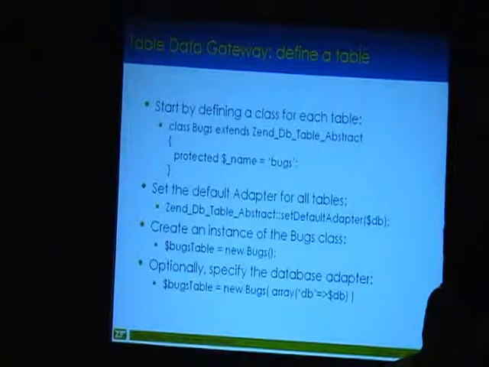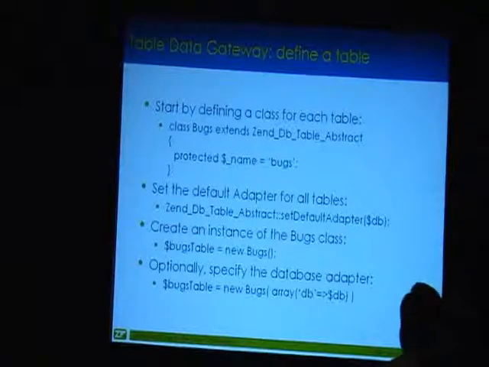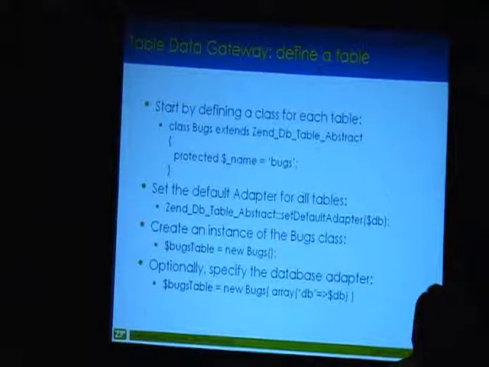To create an instance of this class, we have to give it a valid connection to a database, which takes the form of an object that we saw earlier, the adapter class. Once we have that adapter class object, I'm calling it $db as we saw earlier in the presentation, there's a static method, set default adapter. This sets the adapter that is going to be used for all the table instances in our application.